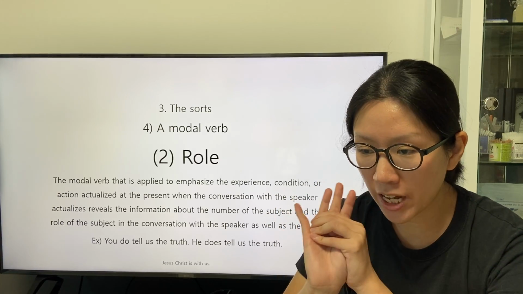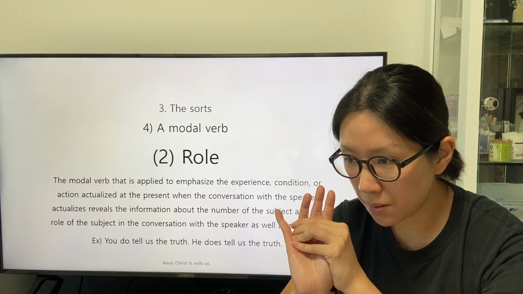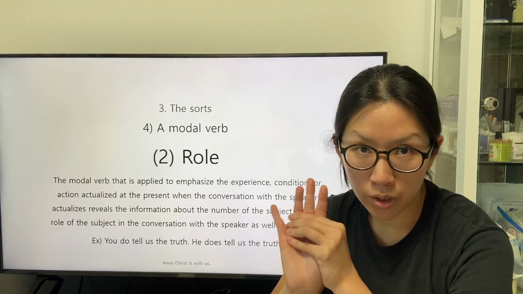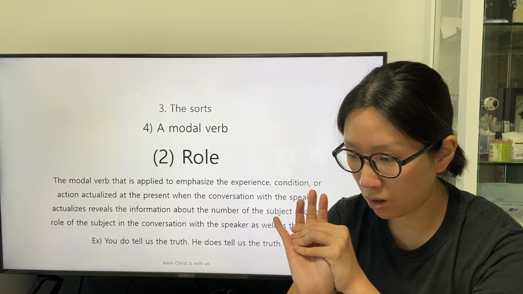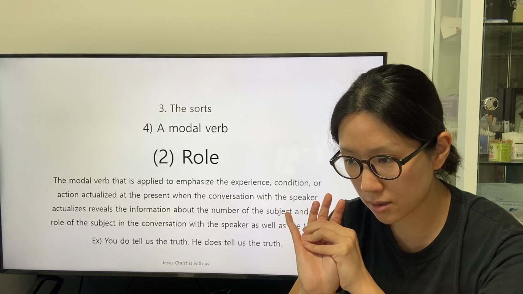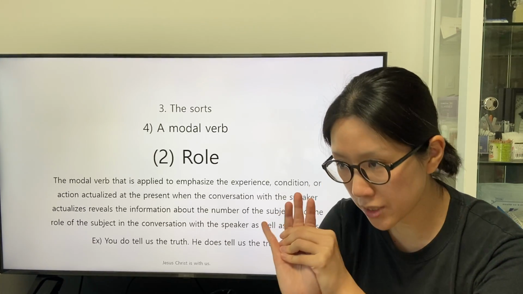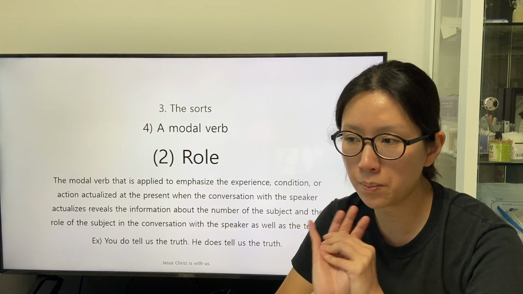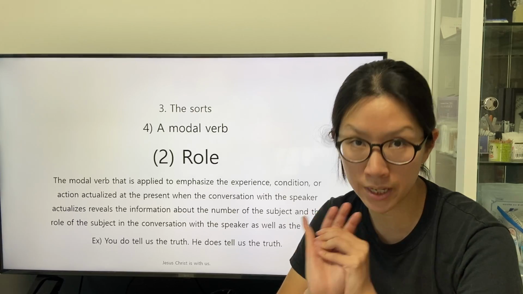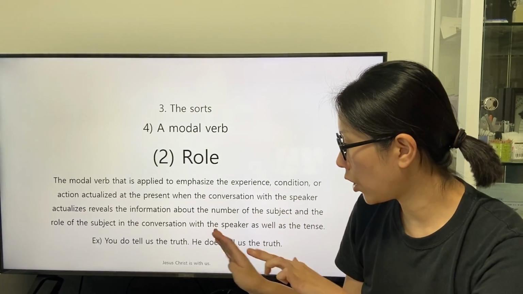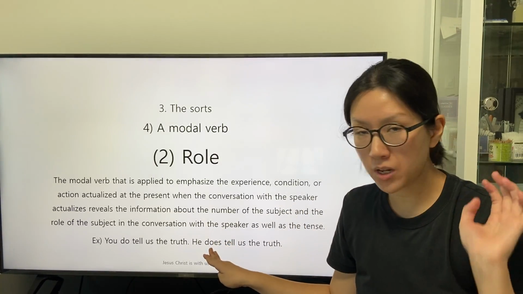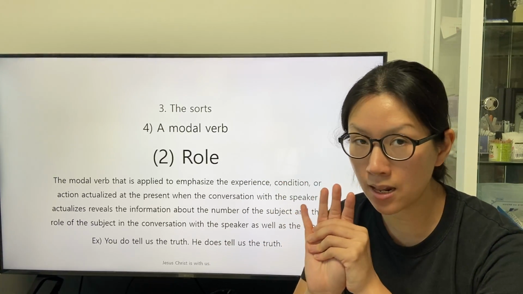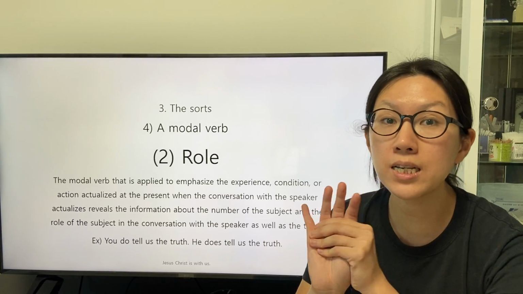The third classification of a subject is this. The number of the subject is 1. The subject does not participate in the conversation with the speaker. The subject is indicated by the personal pronoun he, she, or it. The modal verb does is suitable to be applied in this clause about the subject indicated by the personal pronoun he, she, it.